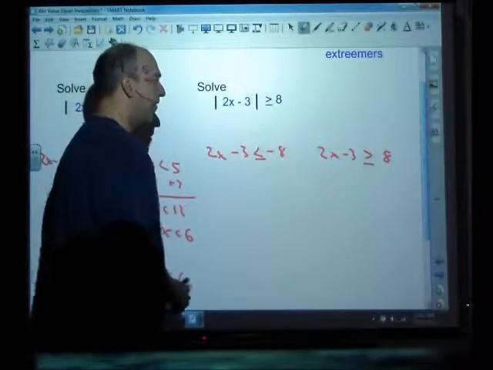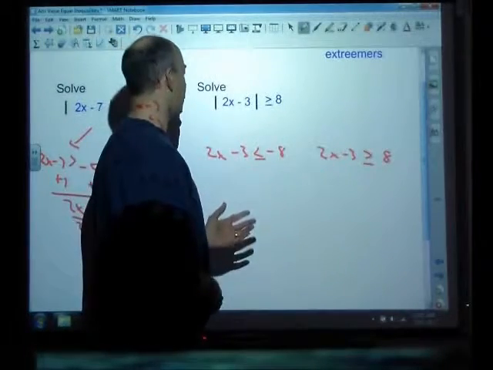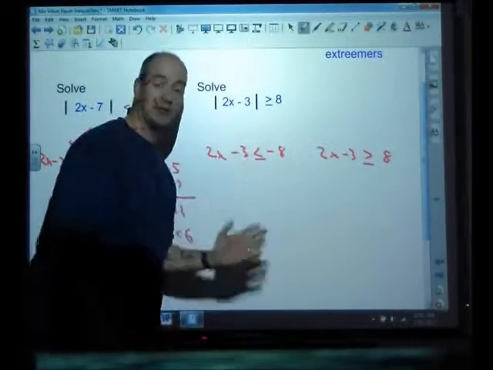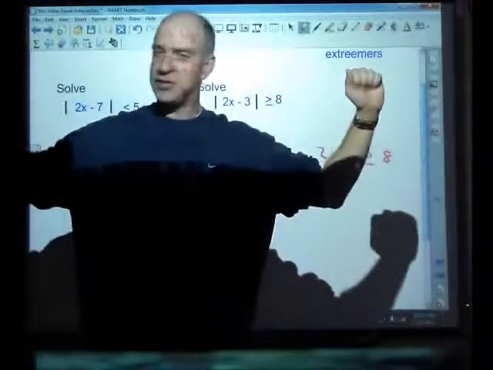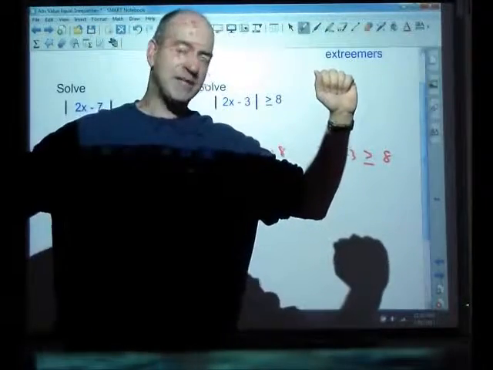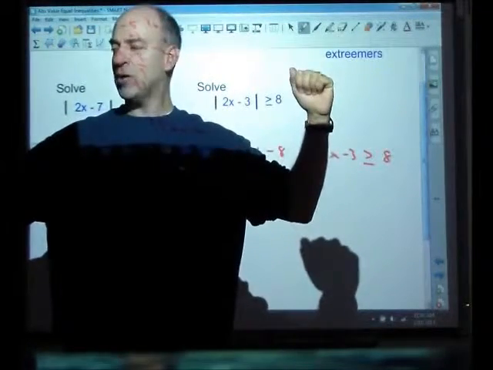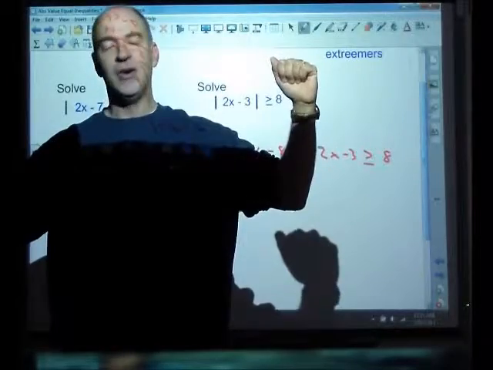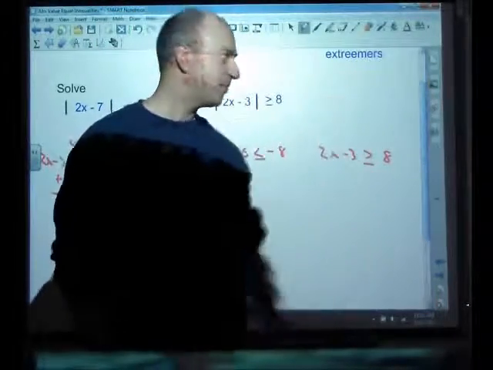So this is the idea of absolute values. Am I at the boundaries? Is it equal to negative 8? Equal to positive 8? In this case, it was less than or equal to negative 8 or greater than or equal to positive 8.